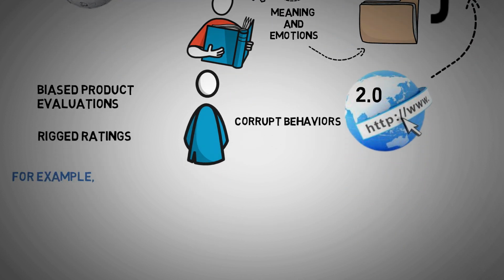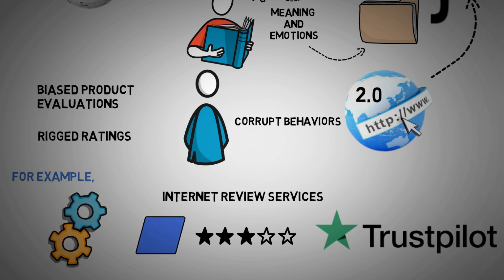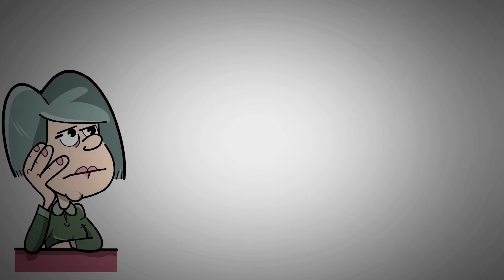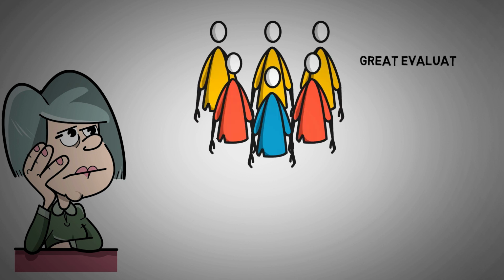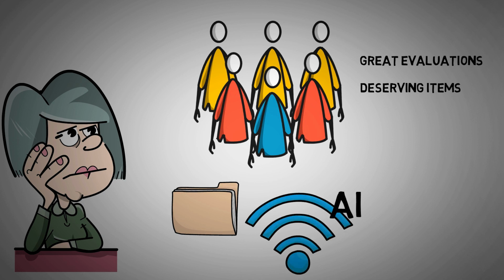For example, internet review services such as Trustpilot allow customers to leave feedback on any product or service. Unfortunately, a business may easily hire a huge group of people to write great evaluations for its deserving items. As a result, in order to deliver accurate data, the internet needs AI to learn how to separate the genuine from the fraudulent.